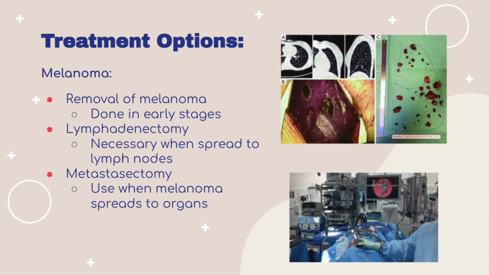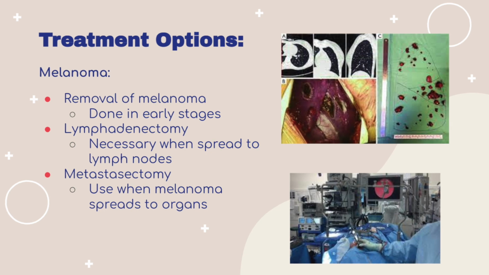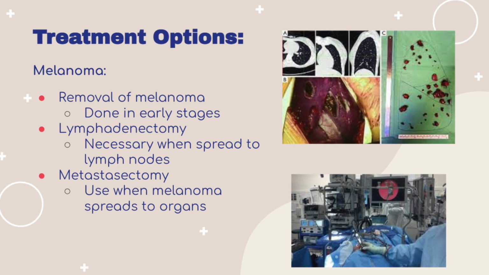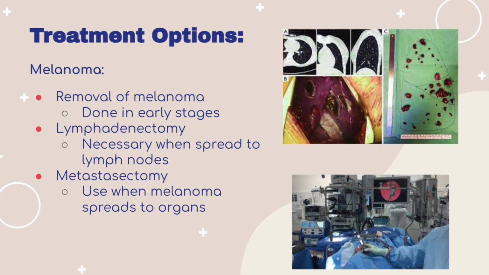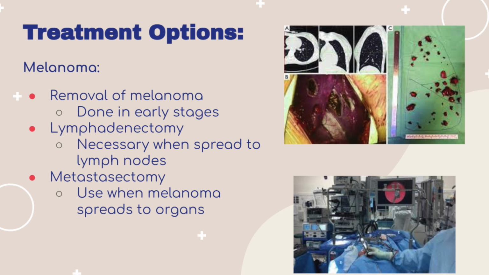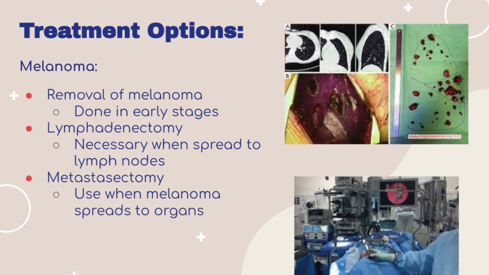When looking at treatment for melanoma, it's quite different. Removal of melanoma is what's done in early stages. This is just the actual removal of the cancer, kind of like squamous and basal cell carcinomas as well. Melanoma can spread to the lymph nodes, and at this point you would need a lymphadenectomy, which is where the lymph nodes of the body would actually be removed.